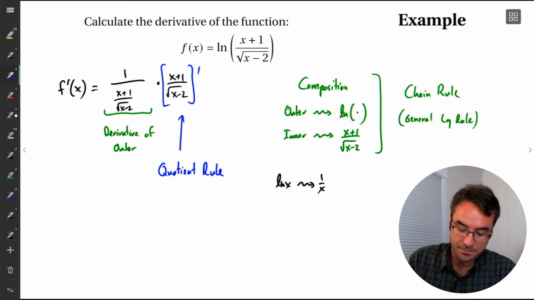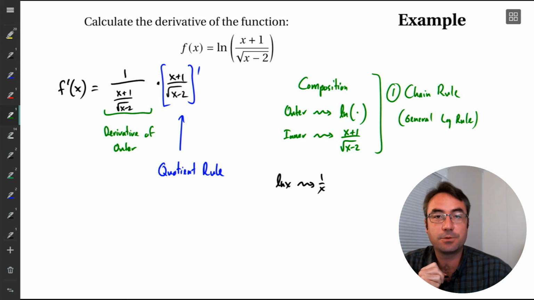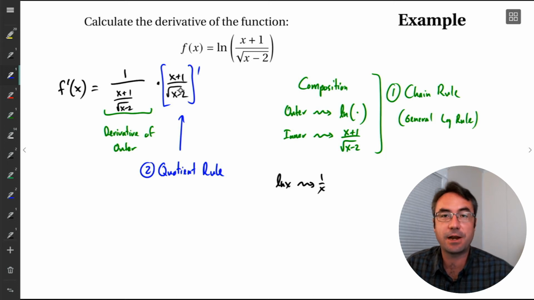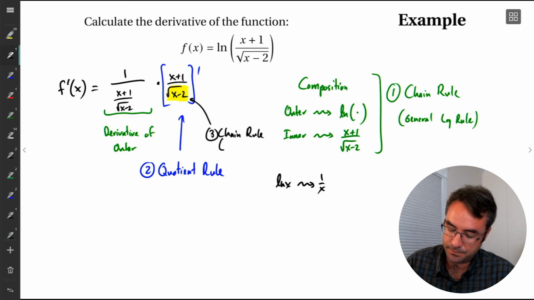So the first derivative rule we had to use was chain rule. Next, we're going to have to use quotient rule to differentiate our way through this fraction. And then once we apply the quotient rule, we also have this square root function to differentiate through. So that square root function down here is also going to require a special derivative rule, another chain rule or general power rule.